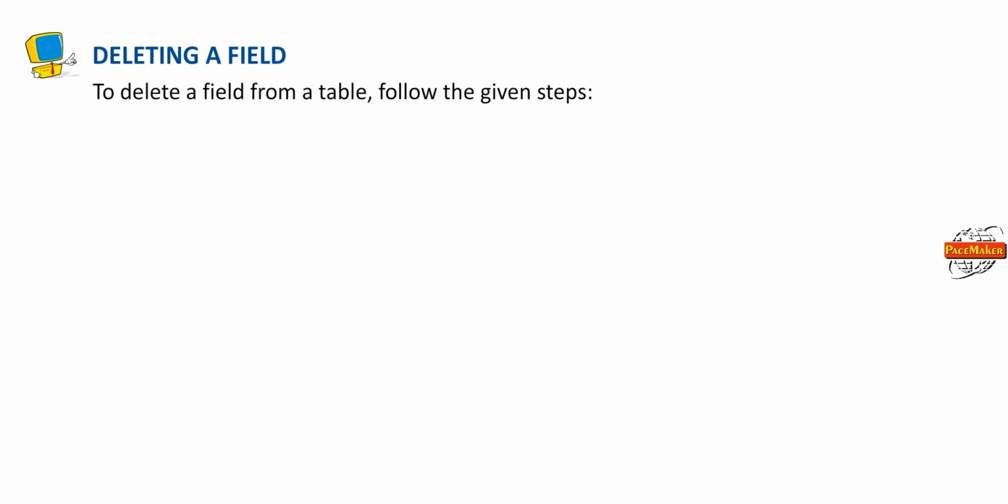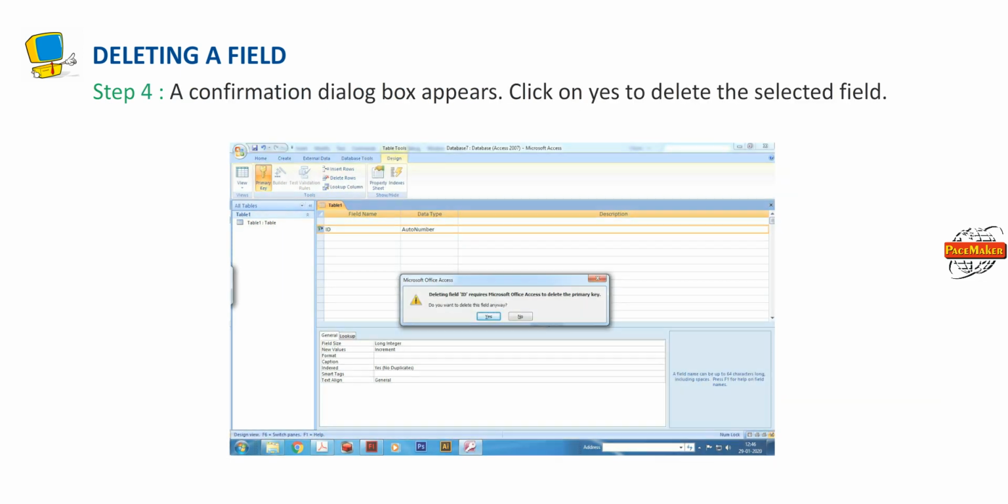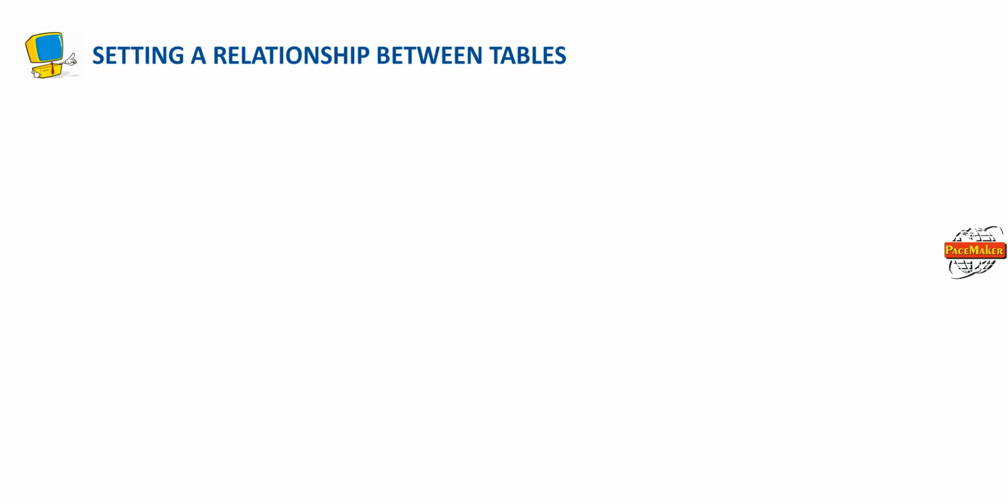Deleting a field. To delete a field from a table, follow these steps. First, open the desired table in Design View. Then in Step 2, click on the row to be deleted. Click on the Delete Rows button in Design tab. In Step 4, a confirmation dialog box appears. Click on Yes to delete the selected field. Setting a relationship between tables.